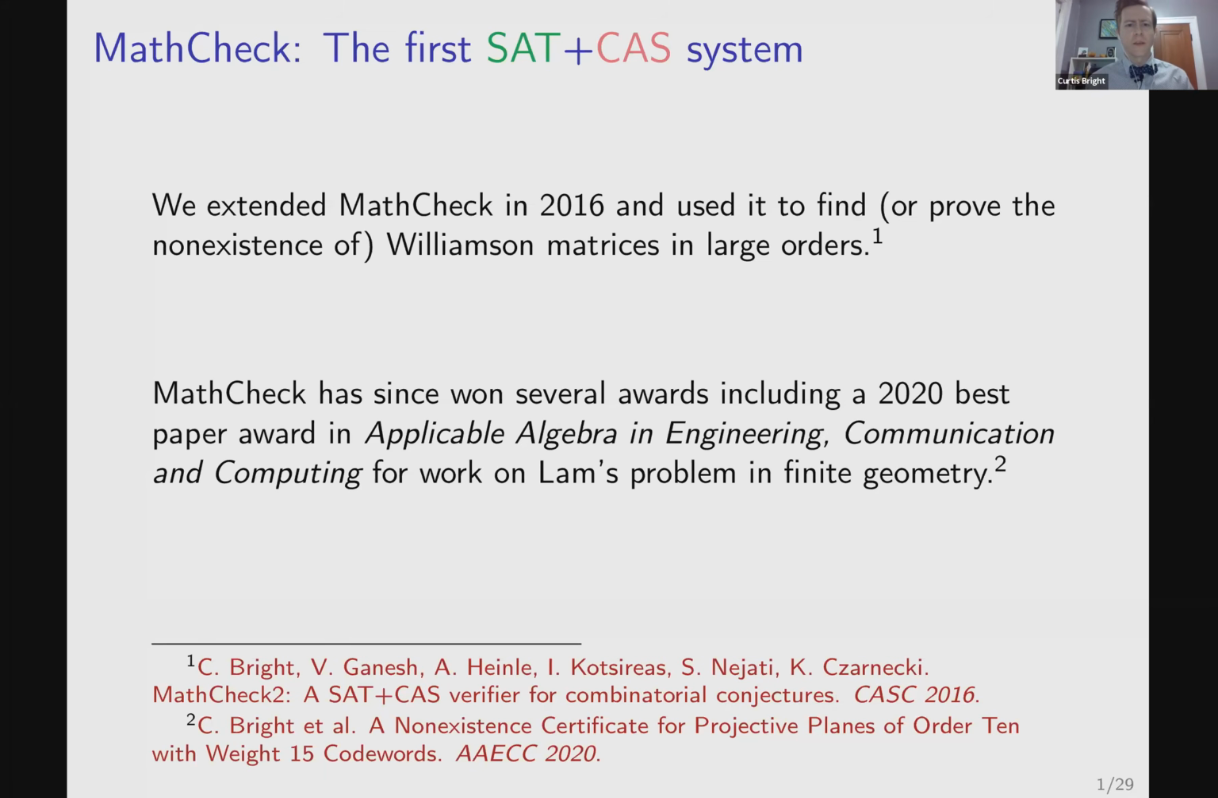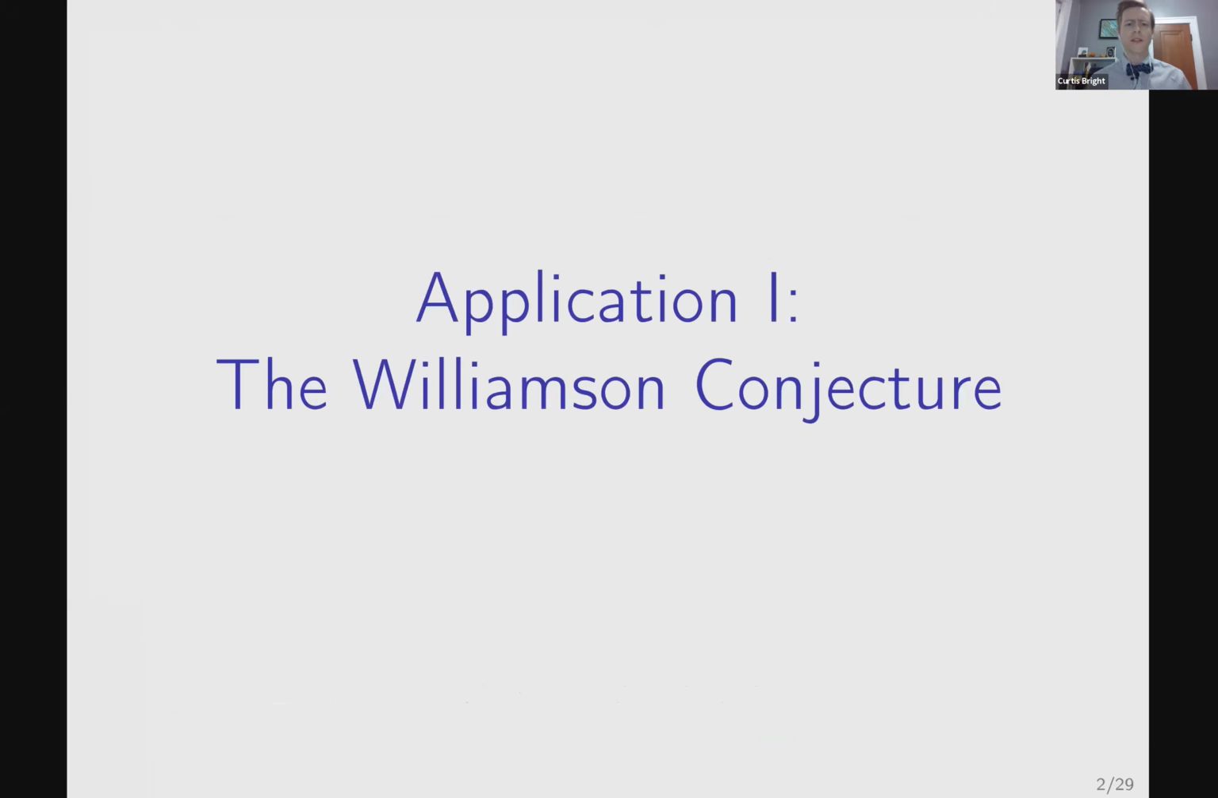So, as Vijay mentioned, MathCheck was the first SAT plus CAS system, and I have worked since around 2016 on extending it to many different areas, but I'm going to talk about two in this talk. The first is that we used MathCheck to search for large Williamson matrices, and the second is that we used MathCheck to produce certificates for Lam's problem in finite geometry. This was kind of a high-profile problem, and we ended up winning a Best Paper award. So we're happy that people are taking notice of these new sorts of systems. So first, let's start with the Williamson conjecture.